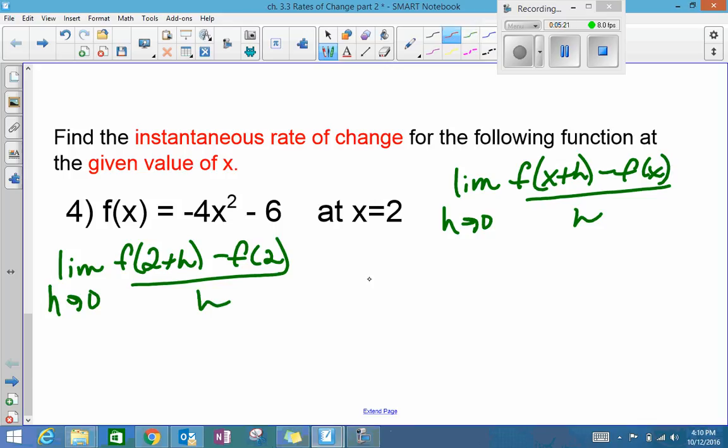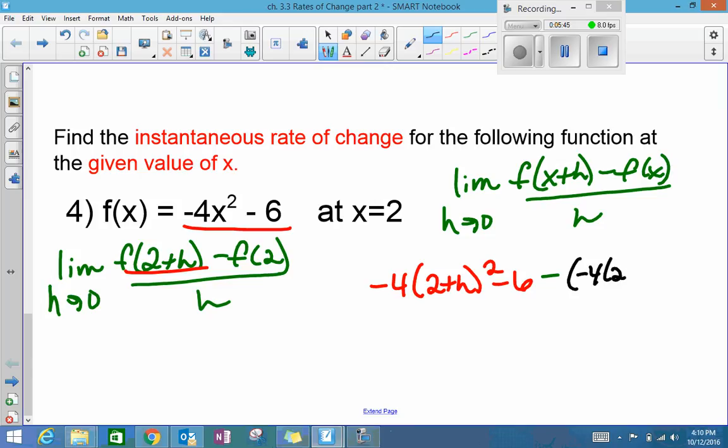So as we fill that in, f of 2 plus h is going to be negative 4 times (2 plus h) squared minus 6, right? All of that is just f of 2 plus h. And then minus f of x, which is f of 2, so negative 4 times 2 squared minus 6, and then all over h.